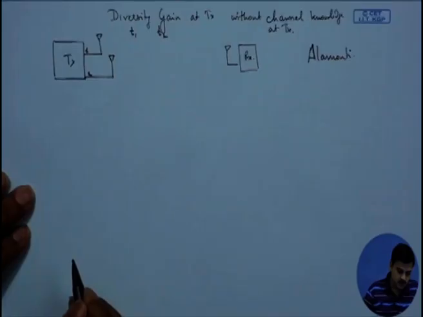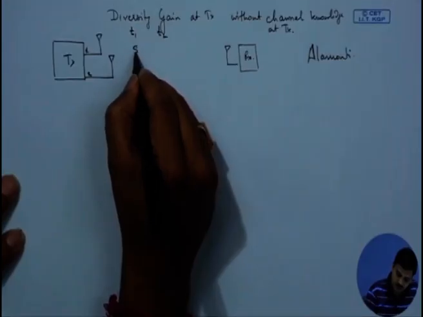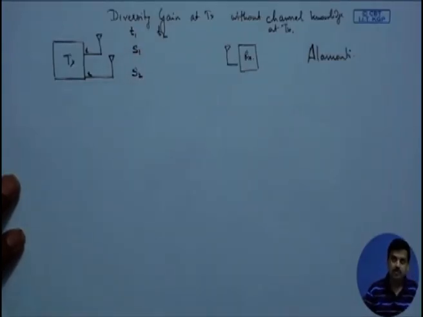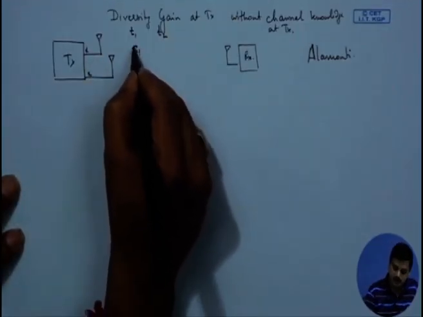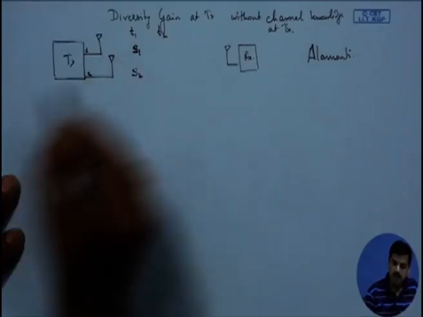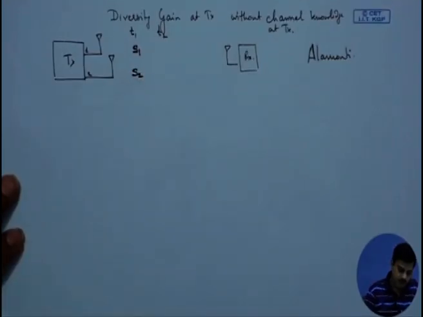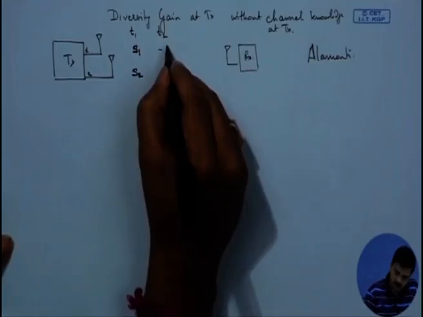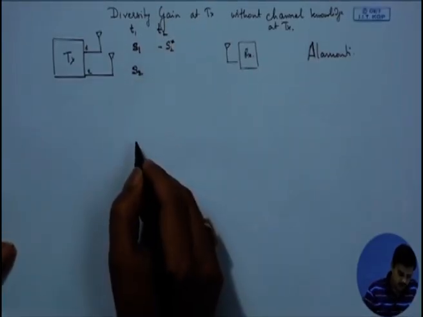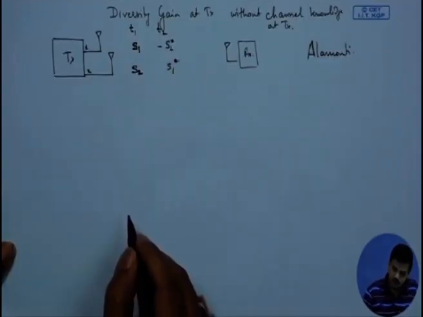In the first symbol duration, we will be sending the signals S1 and S2 from these 2 antennas. So we have two signals, S1 and S2, to be sent. In the first time instant we are going to send the signal S1 from the first antenna, and from the second antenna we are going to send the symbol S2. In the second time instant we could send the signal minus S2 conjugate, and we can also send S1 conjugate in the second time instant.